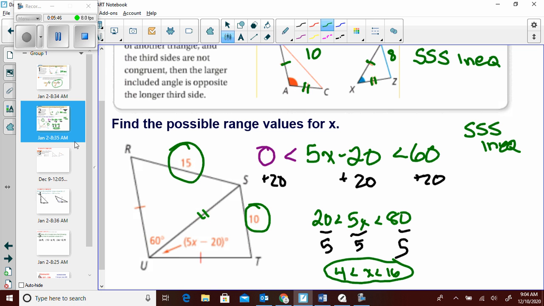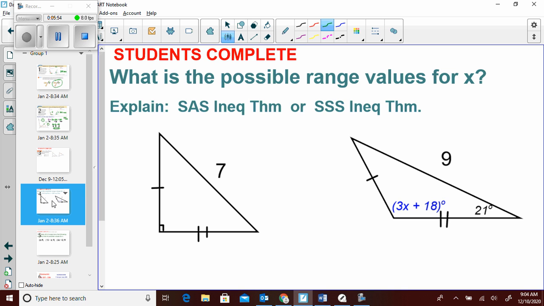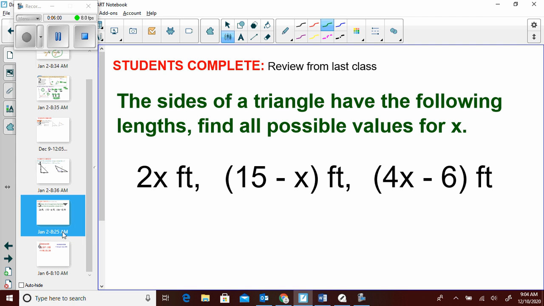Or what do I have? Do I have three sides? Side. Do I have a side angle side? Side angle side. All right, you're going to have 2 students complete on what we learned today, then a review from last class, finding a range, and we'll have some classwork, and then a worksheet.